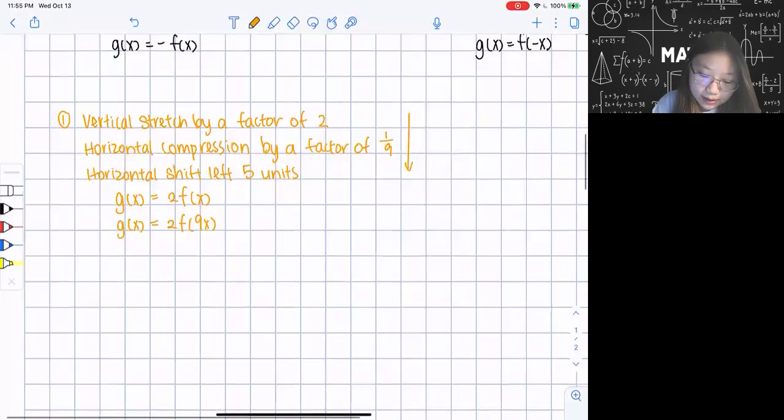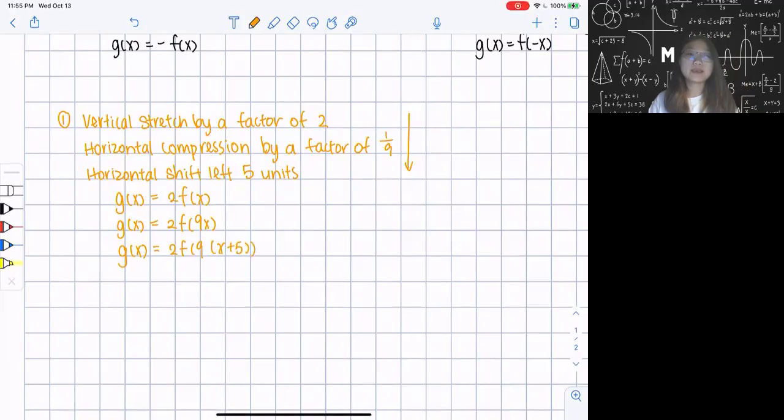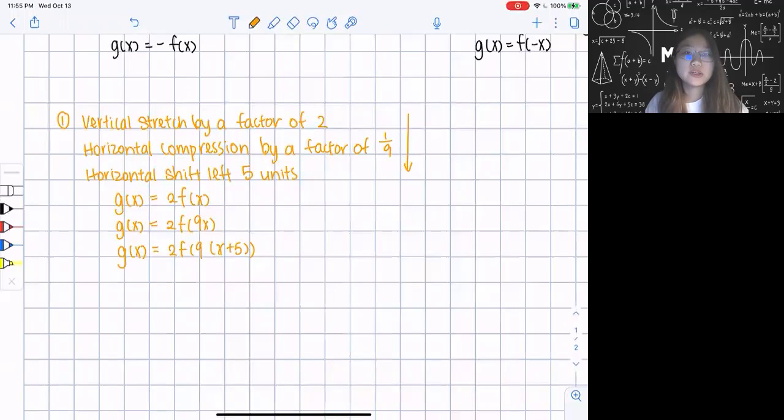And then next, which is the last step in this question, I'm gonna do g of x equal to 2 times f of 9 times x plus 5. So in here, one thing to remember is that for this shift, everything for horizontal, you place your transformation next to your x. Why am I saying that?